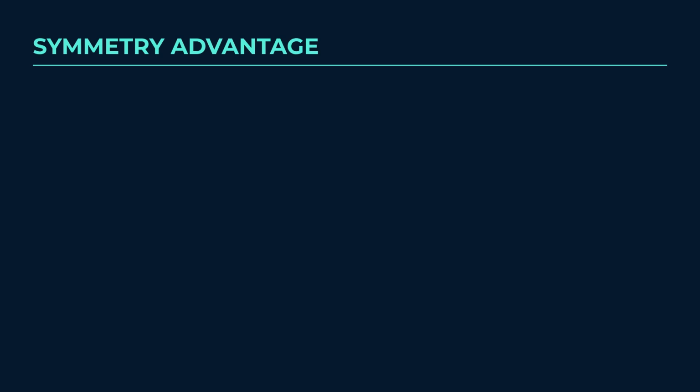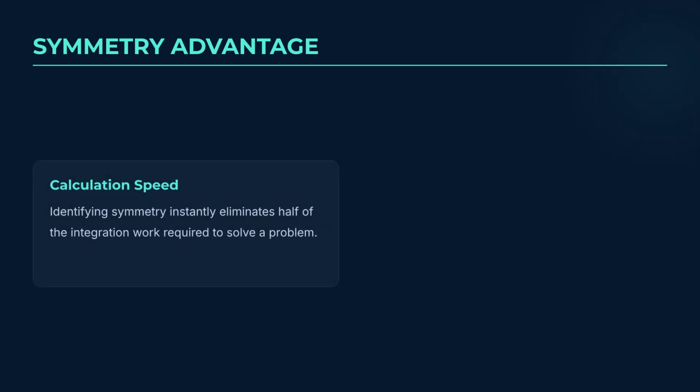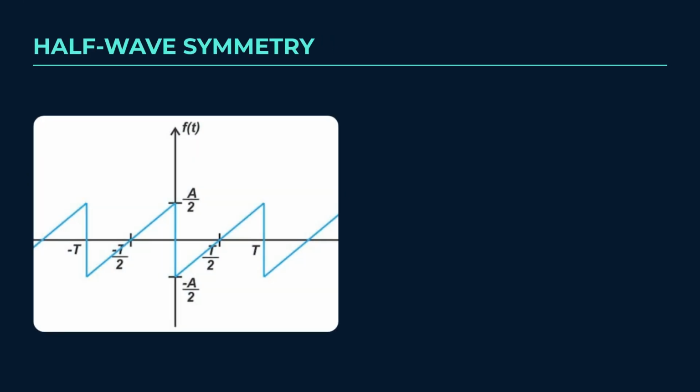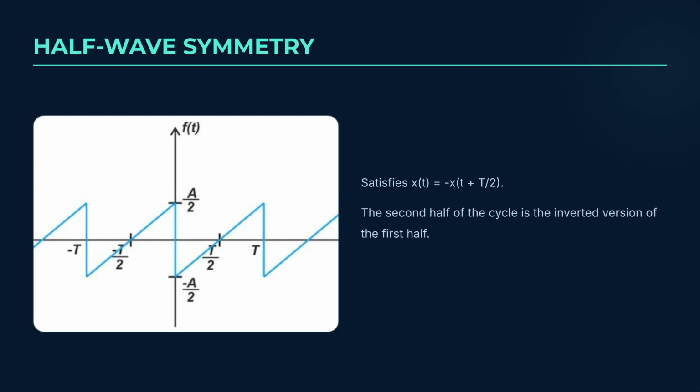The advantage of using symmetry is calculation speed, as it instantly eliminates half of the required integration work. It also assists in intuitive design, helping engineers exploit symmetry in filter and system designs. Half-wave symmetry satisfies x(t) = -x(t + T/2). The second half of the cycle is the inverted version of the first half.